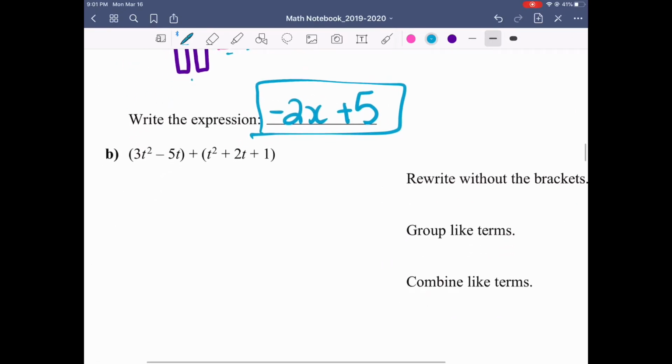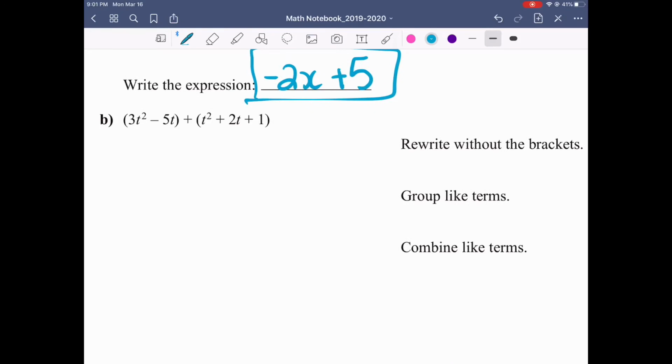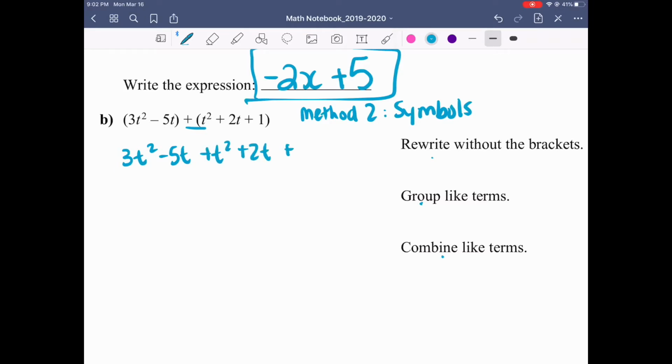For part B, it's a little bit of a bigger expression. We have a binomial and a trinomial, but again, we have our steps here. Okay, so I'm going to do method 2 for this one, which is the symbols instead of drawing out the algebra tiles. But you can do algebra tiles if you want. So I'm going to rewrite first without my brackets. So I have 3t squared minus 5t plus t squared plus 2t plus 1.